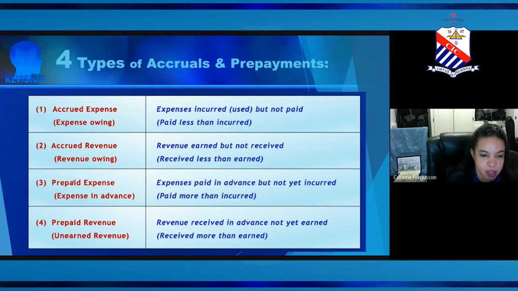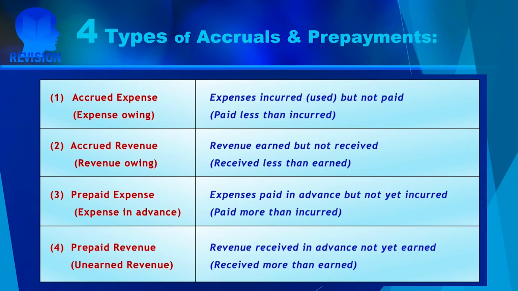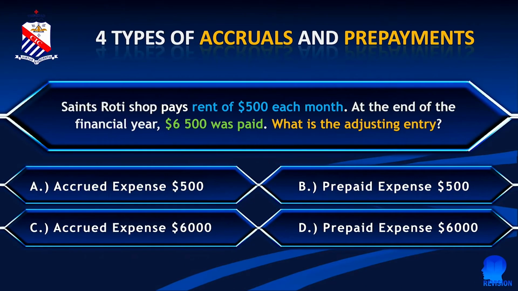The prepaid is when the amount paid or received is more than. So that is how you're supposed to know, and that is what we are going to revise very quickly. So just remember the 4 types: accrued expense, accrued revenue. You have to identify whether it was an accrual or a prepayment, whether it was an expense or revenue. So let's just get into it.